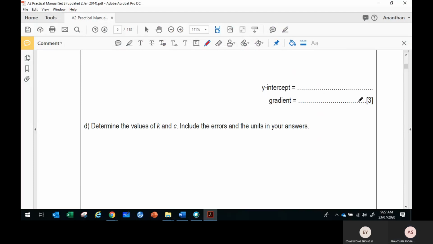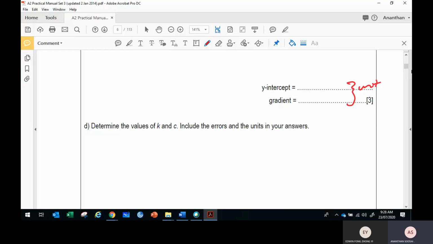Normally they check the unit in the next question, where the gradient is used to calculate something else. Then they check the unit over there. But I really appreciate it if you still put the unit for the y-intercept and gradient. Better put the unit. Cannot trust Cambridge, suddenly they may give a mark for the unit. Normally the mark for the unit is only given elsewhere, not for the gradient and y-intercept.